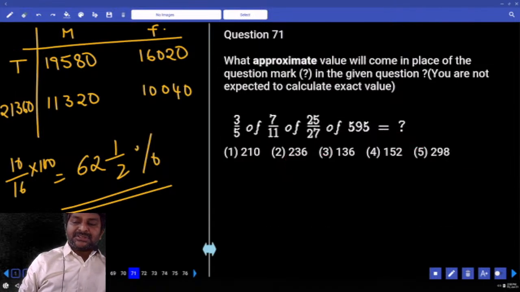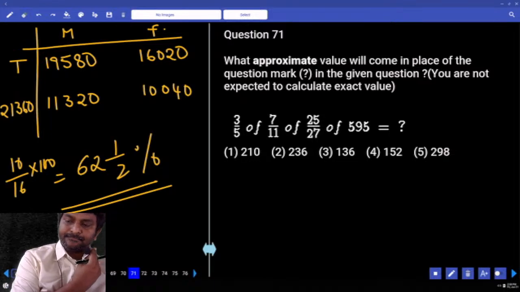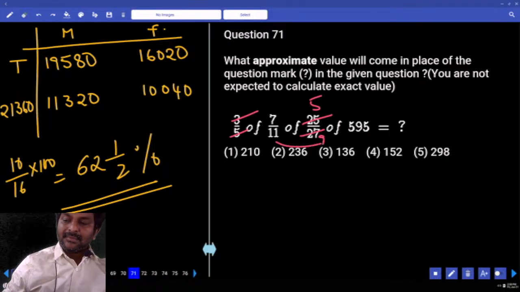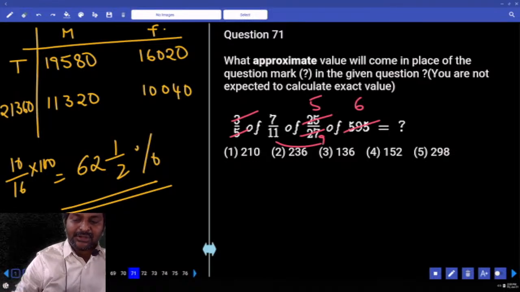Write approximations. 5 how many times? 3. 11 into 9? Approximately 100? Approximately 600? That is 6 times only. 6 into 5, 30. 30 into 7, 210. First option.